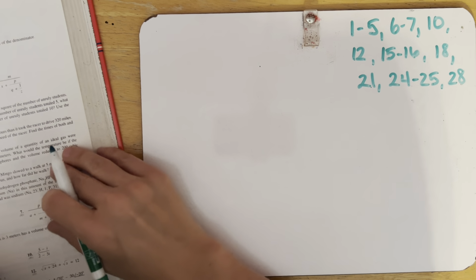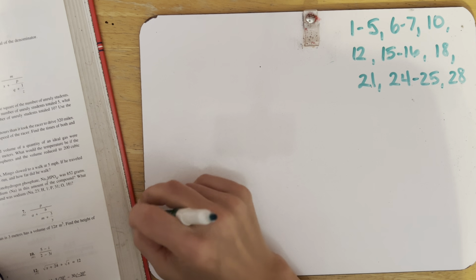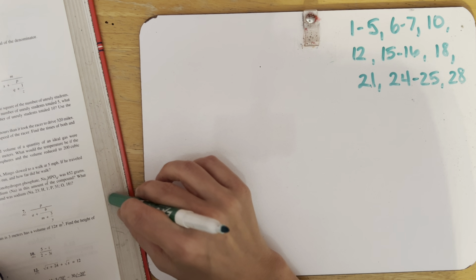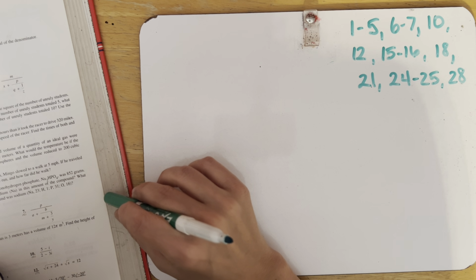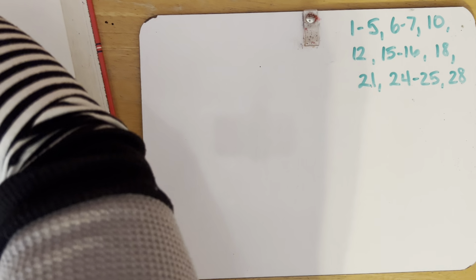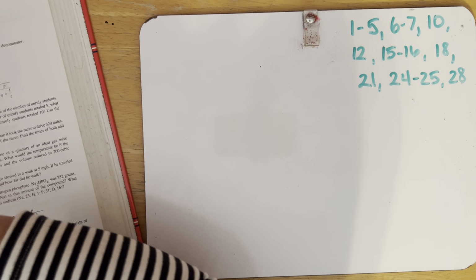Number 1, the discipline quotient varied inversely as the square of the number of unruly students. If the discipline quotient was 300 when the number of unruly students totaled 5, what was the discipline quotient when the number of unruly students totaled 10? Use the equal ratio method to solve. Okay.